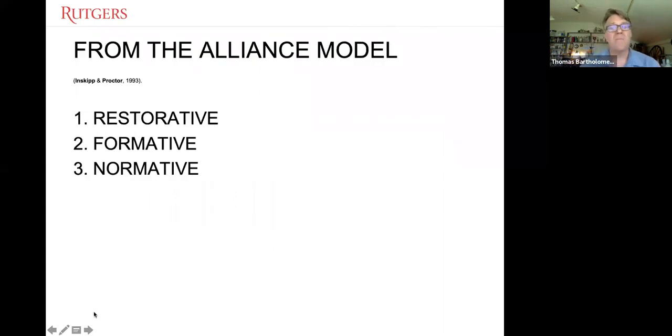So I'm going to talk now about the 3 functions of clinical supervision. And these came from an article by Inskip and Proctor. And later, it was called the Proctor model, or at least these functions came from the Proctor model. This is just a very small part of what that model talked about. It was also called the Alliance model. And there's a good bit written about this, particularly in England and Europe. So what are the 3 functions? Restorative, formative, and normative.